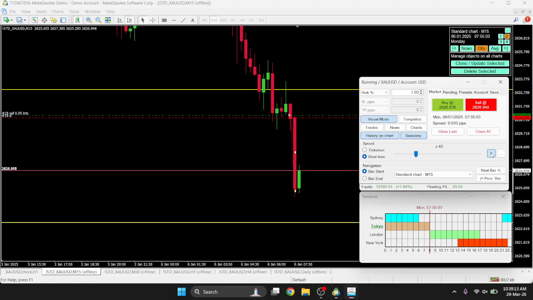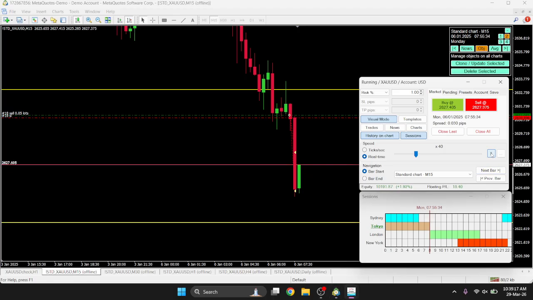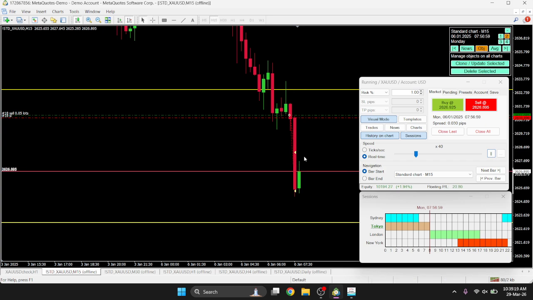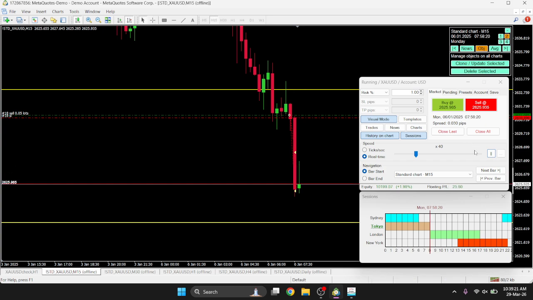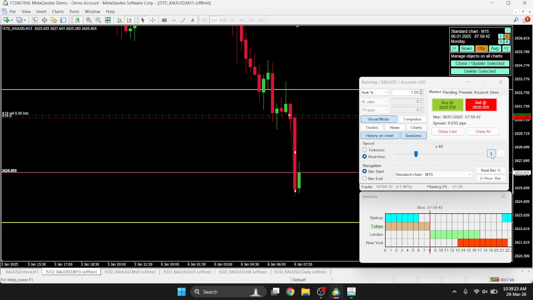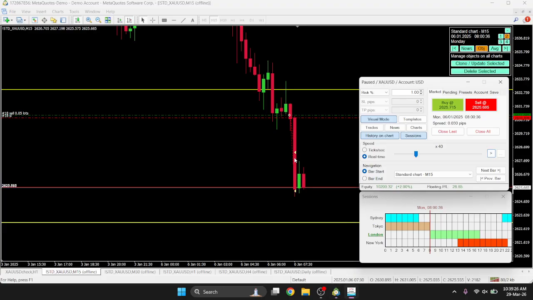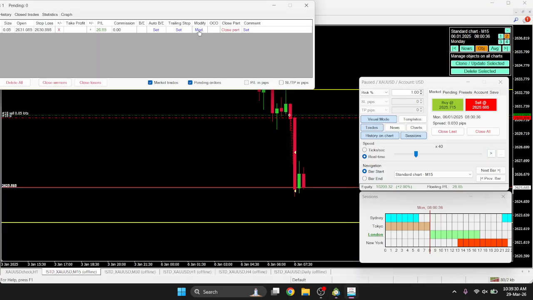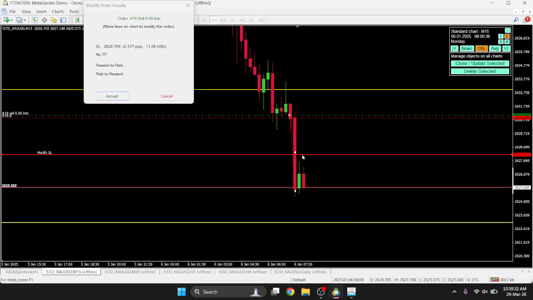Okay, it's just getting rejection and continuously breaking its own high. That's when the market can be pushed up. In this situation, I should, okay, this candle just closed and I should move my SL to the previous candle high.